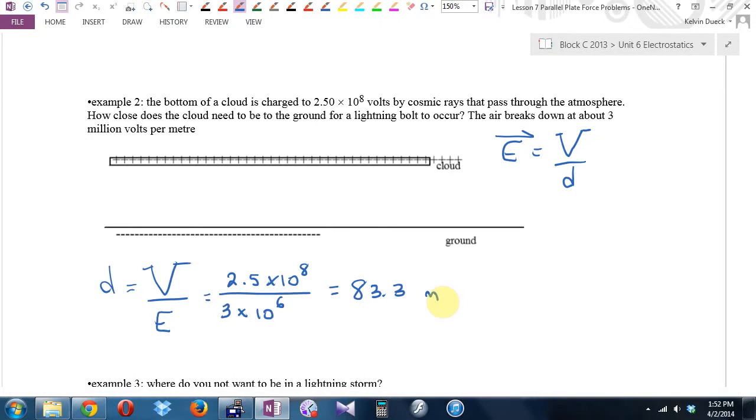So let's do a thought experiment. Suppose the cloud was 84 meters away. Could it jump to the ground? If it was 84 meters away. It's meant to be obvious. Could it jump to the ground? Could a lightning bolt jump to the ground? No. So, where would it jump to?